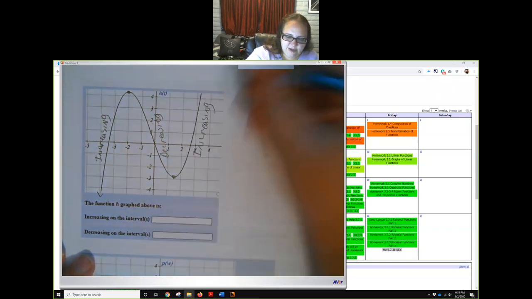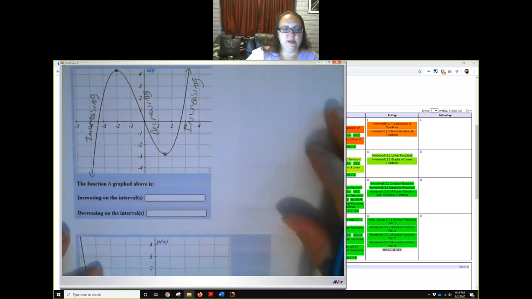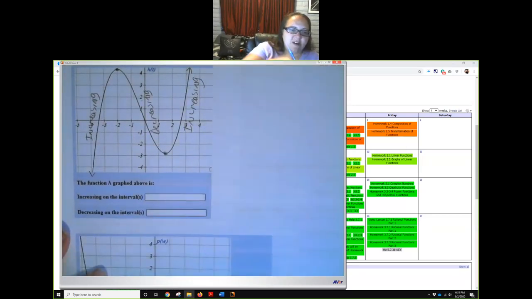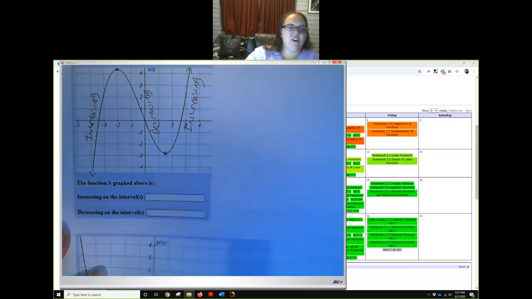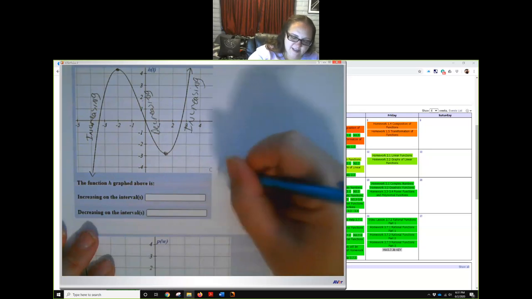I hate that it doesn't put arrowheads. It's a pet peeve of mine. And so for increasing, decreasing, and constant, if you're asked for interval notation, you're always asked for intervals relative to x.